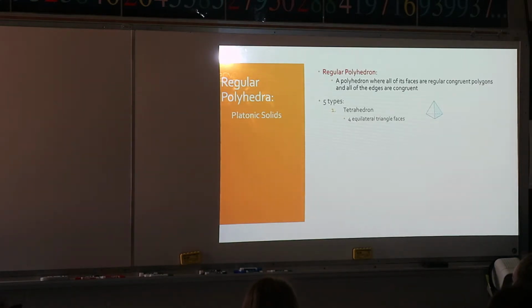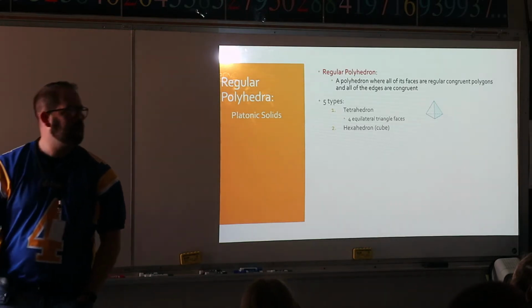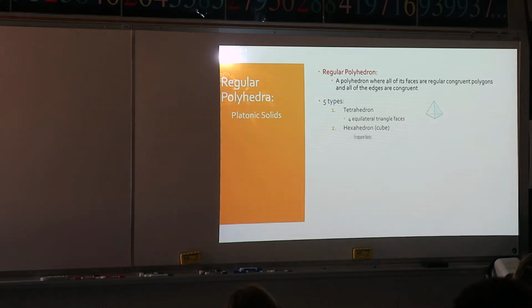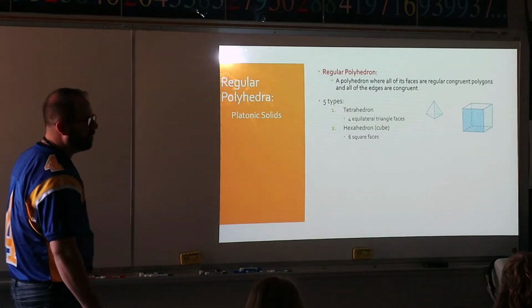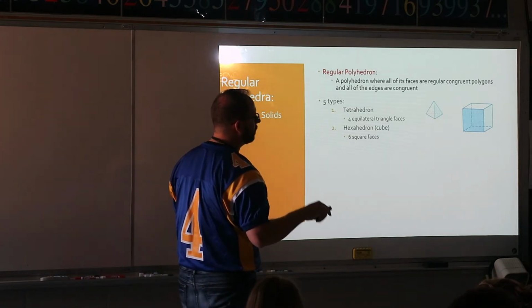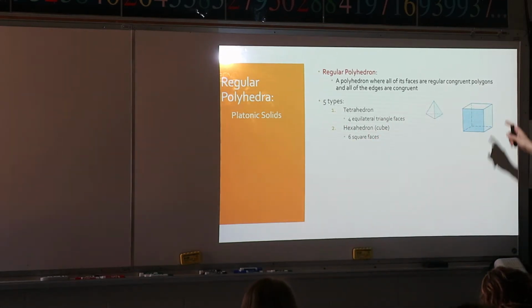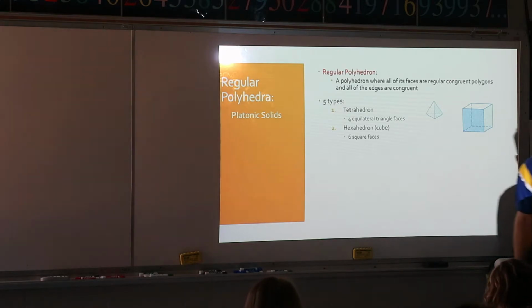Alright, next, number 2, the second type, is a hexahedron. Hexa is literally the word for 6. So hexahedron has 6 square faces. So a cube, if you can see this, so square faces, this is what a cube would look like. Now, what does that object look like to you? Where have you seen something like that before? What object would you use that would look like a cube? A die, right? A perfect die.